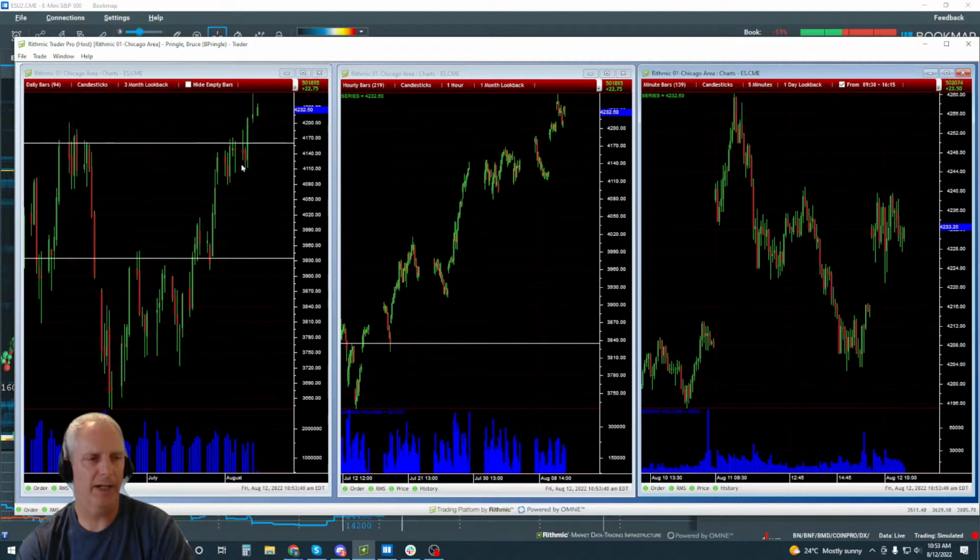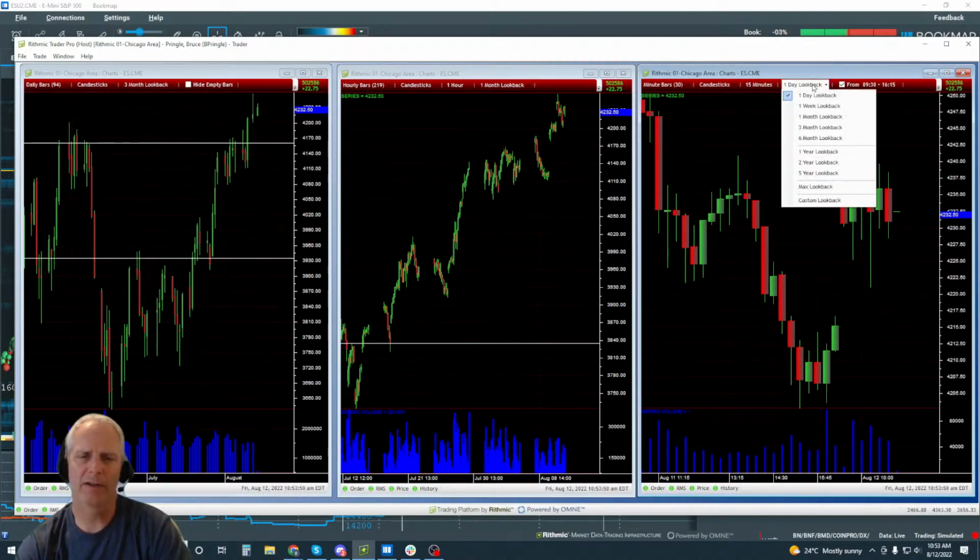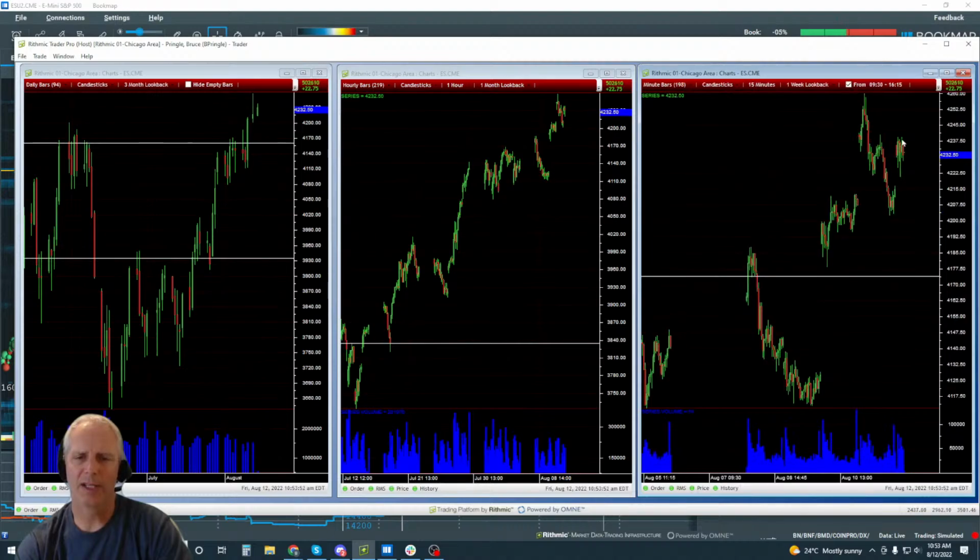On the left-hand side, we have the daily for the ES, the hourly, and then the 15-minute or 5-minute here. Let's turn it into a 15-minute. These are regular trading hours, that's why you see the gaps. All right, so let's take a look here.